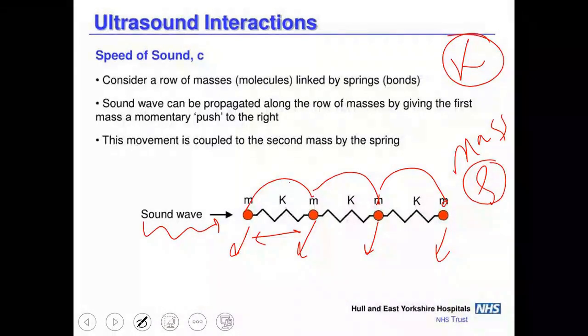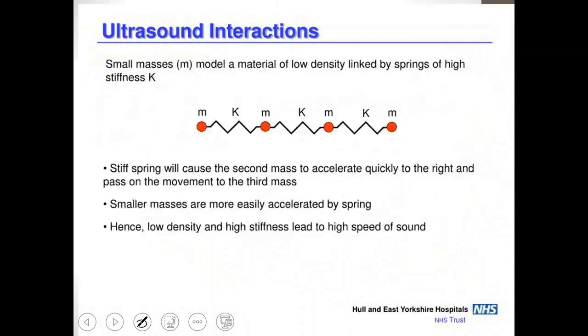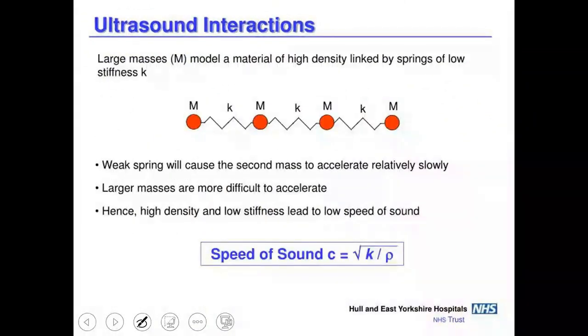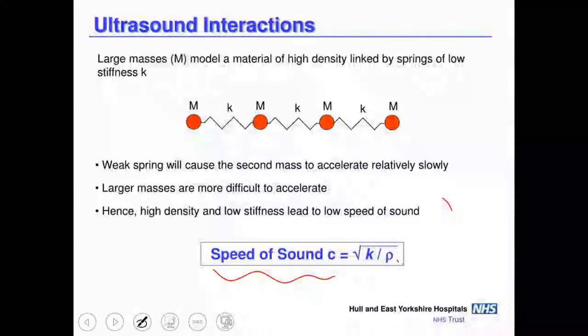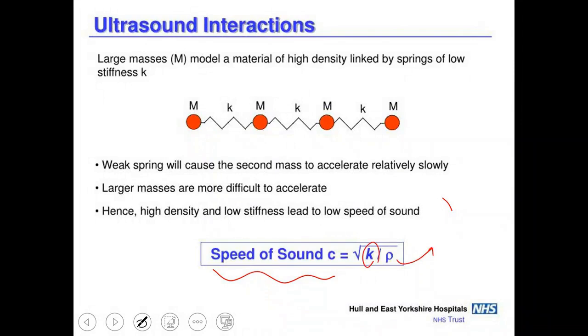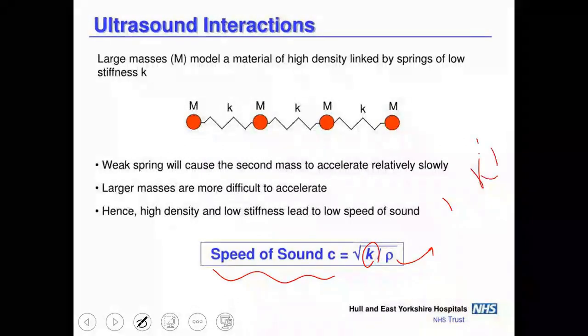For example, you might hear someone say the speed of sound is equal to the square root of K divided by ρ, where ρ is the density of the medium and K is the stiffness. This means that there is a relationship between stiffness and the speed of ultrasound. If stiffness increases, then the ultrasound speed will also increase.